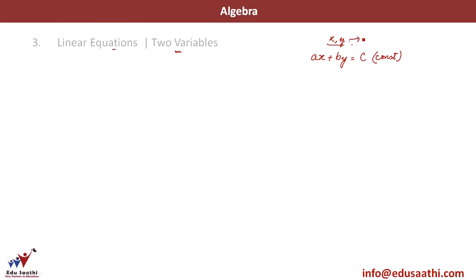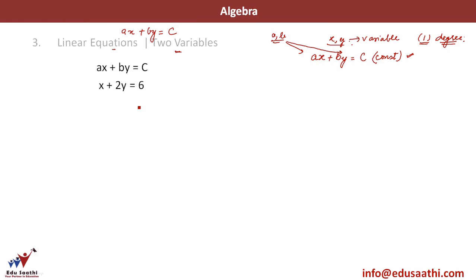Here x and y are the 2 variables that we have, and a and b refer to the coefficients of those variables. However, the power of the variable would always be 1. The degree of this equation always has to be 1. So this is how a general linear equation in two variables looks like. ax plus by is equal to c, which is a constant.